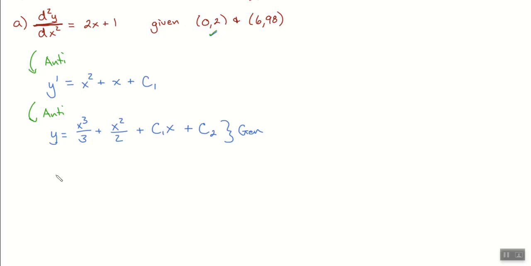So if I do this, I get 2 is equal to 0 over 3 plus 0 over 2 plus c1 times 0 plus c2. And I'm going to put a star next to this so I don't lose it. I think it's already clear. What is c2? c2 is 2. Has to be, right? Okay, so that's all fine and dandy.